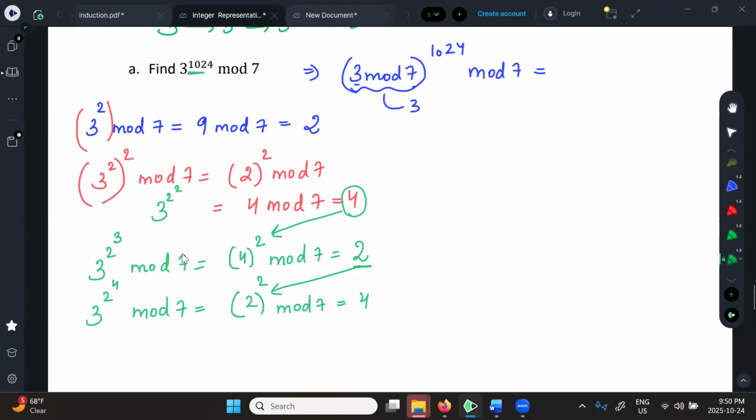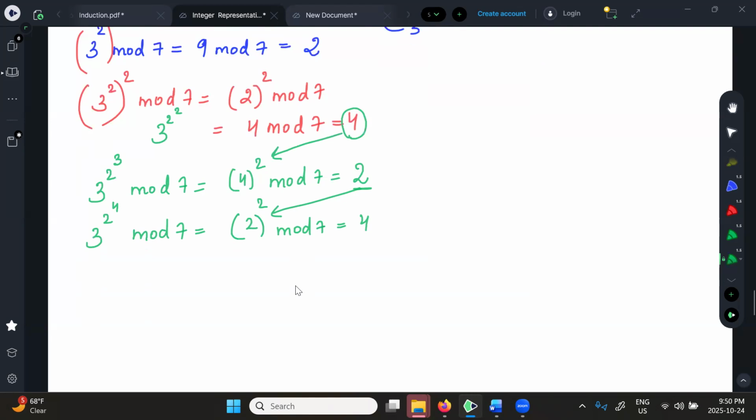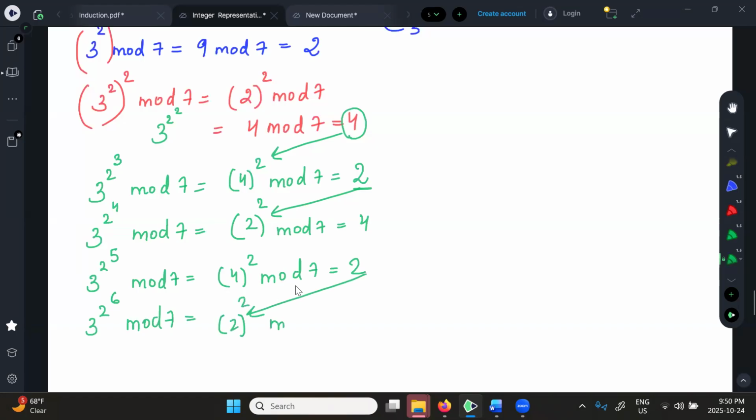Make sense? Now I'm getting 4 back. So when I'm doing 3^(2^5) mod 7, it is basically squaring the 4 again, mod 7, which is 2. So when I'm squaring it again, which is 3^(2^6), I can replace it by the 2 again, right? I'm basically replacing the last entry and squaring it, which is 4 again. Do you see a pattern here? The 2, 4, 2, 4, 2, 4 keeps repeating.